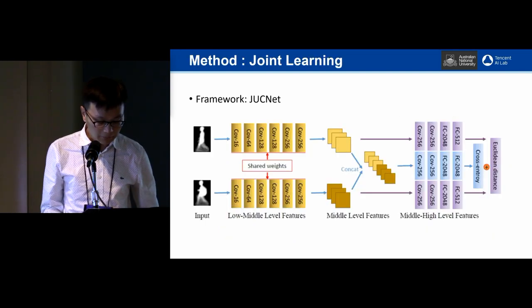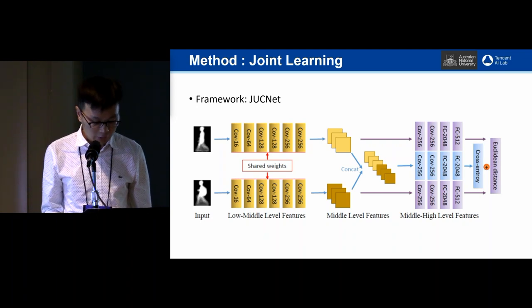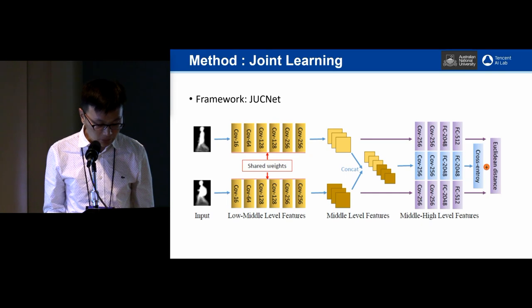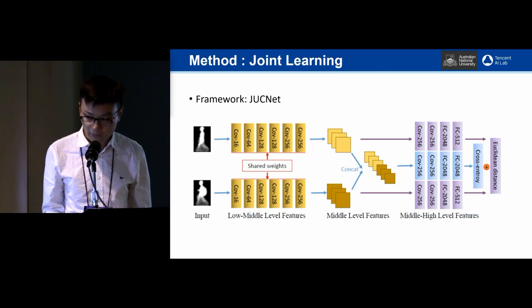This is our basic framework, which is named GUCNet, Joint Unique and Cross-Gait Net. The input is a pair of gaits. There are three output branches, two corresponding to unique gait representation, and one for cross-gait representation.